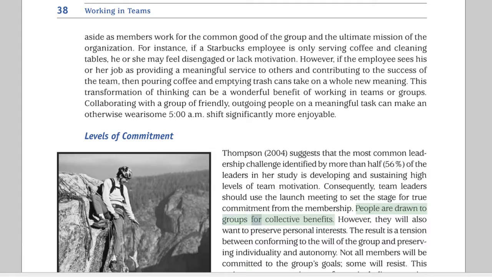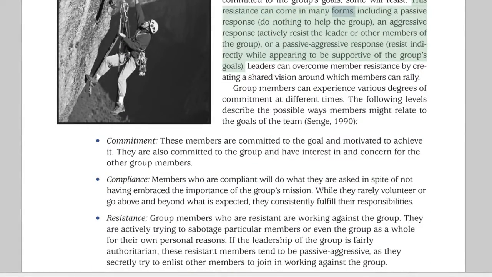People are drawn to groups for collective benefits. However, they will also want to preserve personal interests. The result is a tension between conforming to the will of the group and preserving individuality and autonomy. Not all members will be committed to the group's goals, some will resist. This resistance can come in many forms, including a passive response, do nothing to help the group, an aggressive response, actively resist the leader or other members of the group, or a passive-aggressive response, resist indirectly while appearing to be supportive of the group's goals. Leaders can overcome member resistance by creating a shared vision around which members can rally.